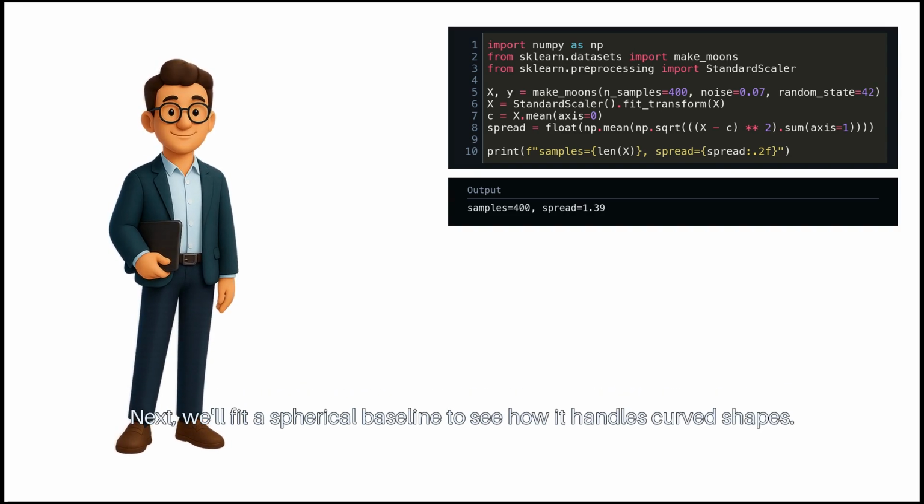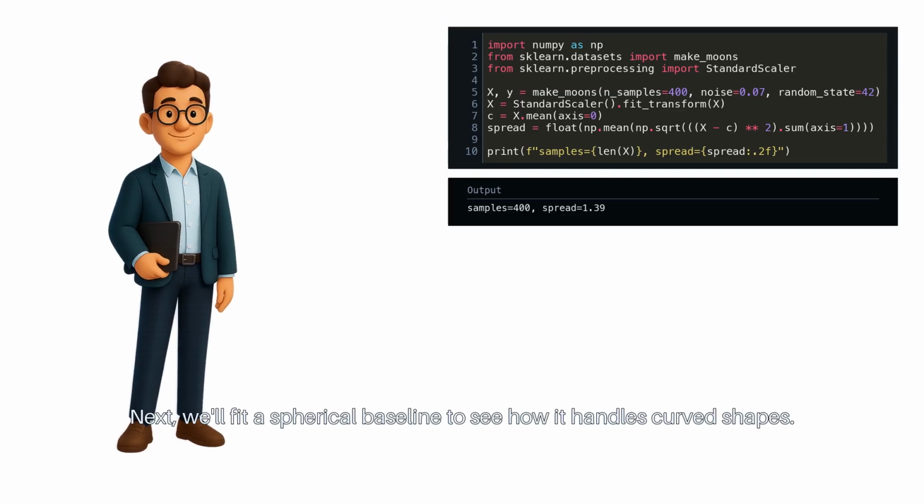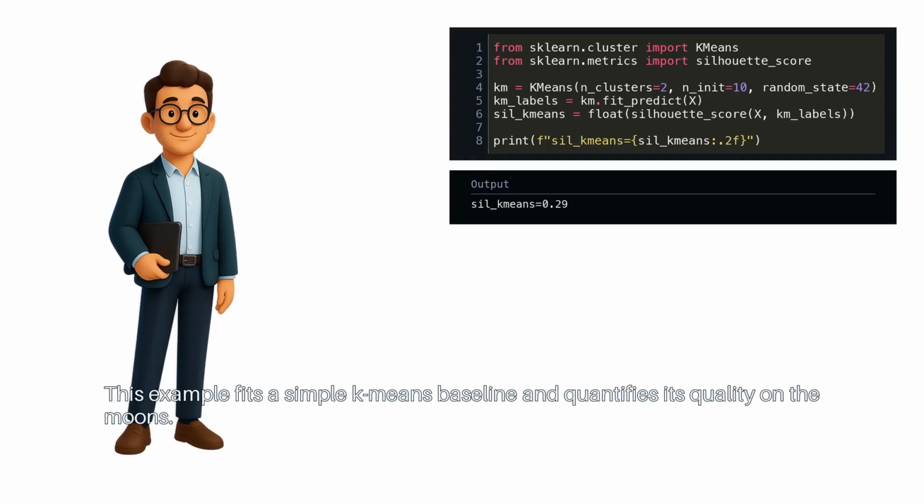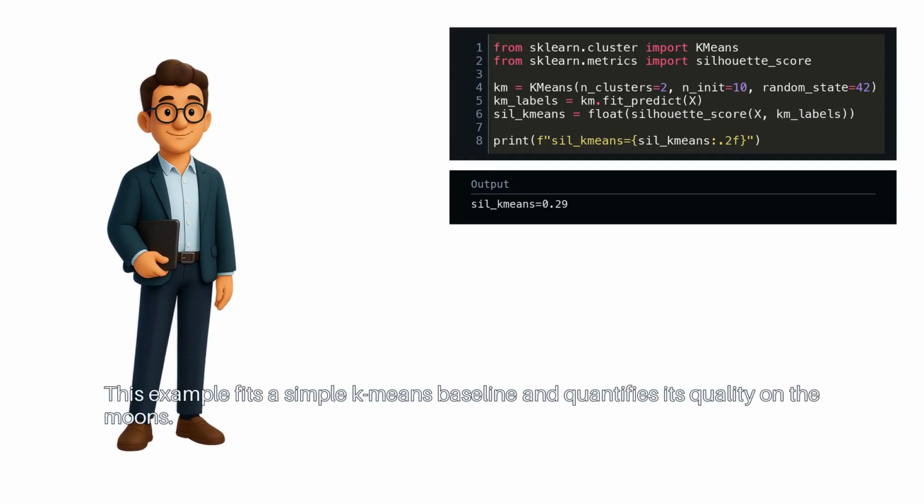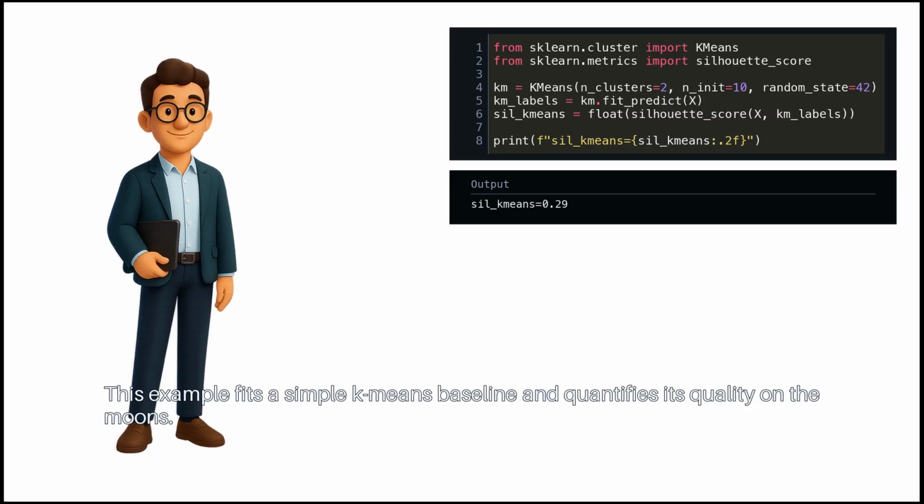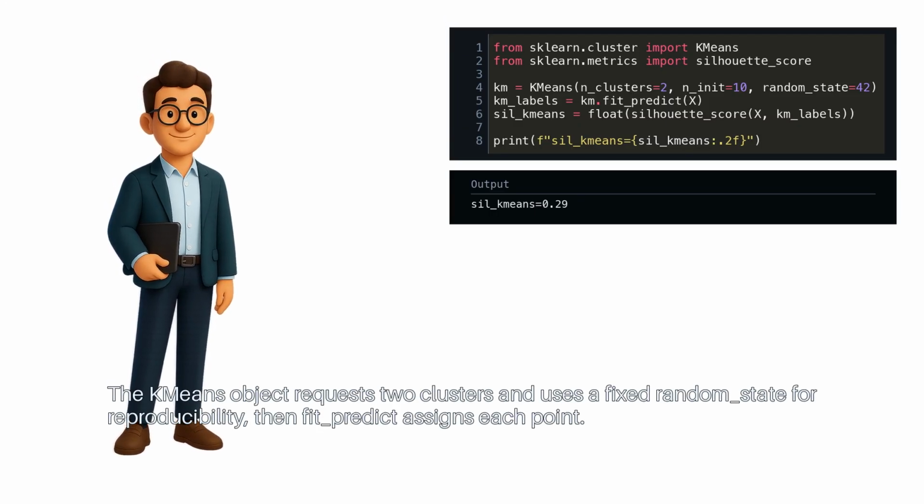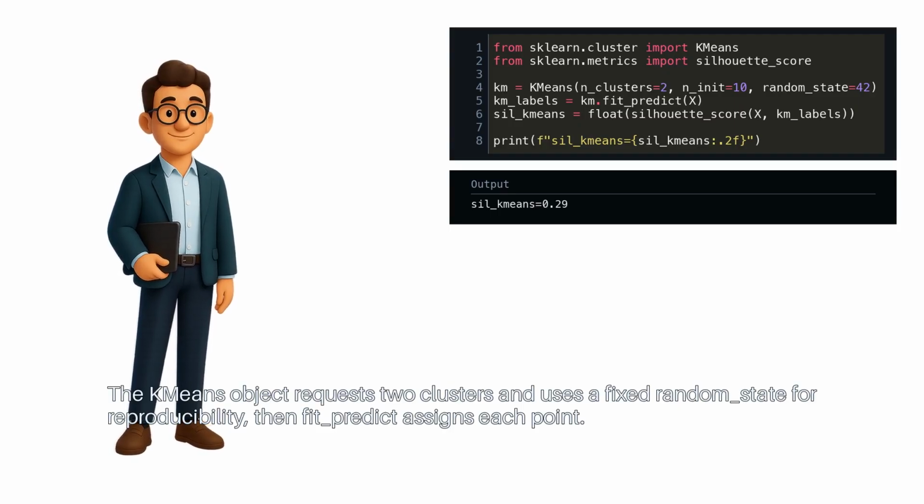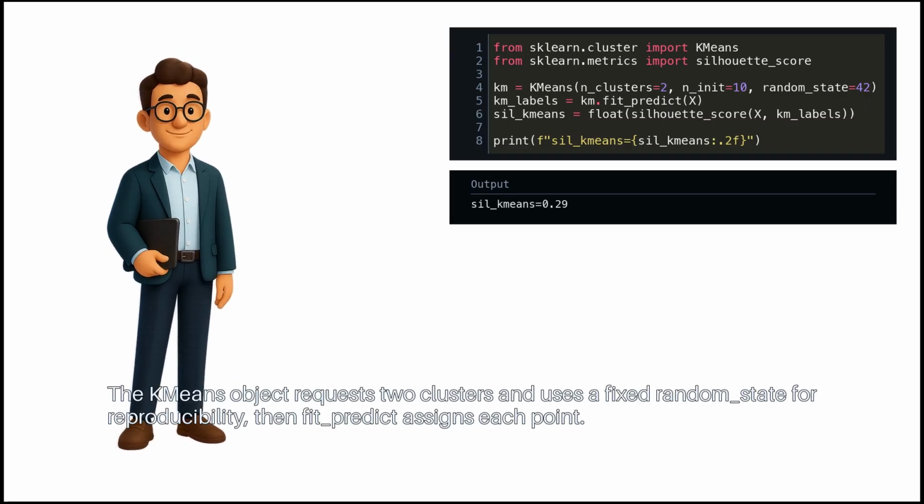Next, we'll fit a spherical baseline to see how it handles curved shapes. This example fits a simple KMeans baseline and quantifies its quality on the moons. The KMeans object requests 2 clusters and uses a fixed random state for reproducibility. Then fit_predict assigns each point.